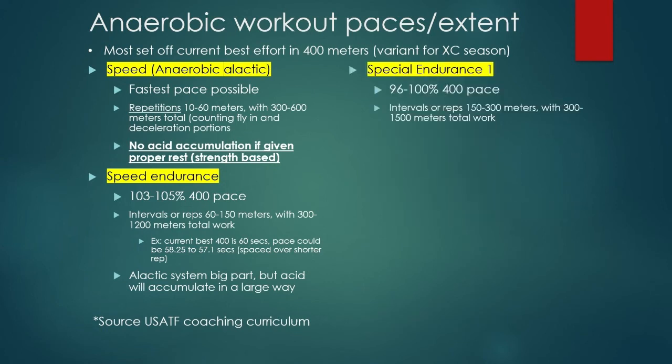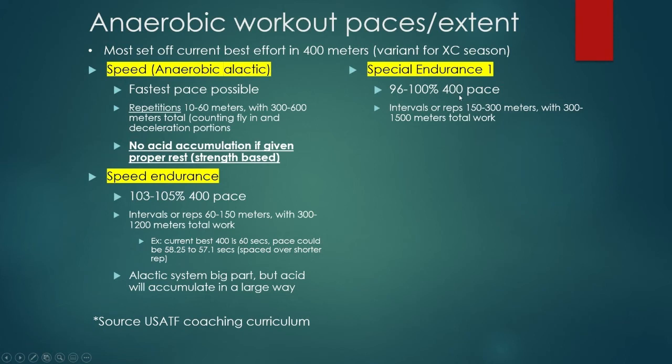All right. Special Endurance 1, 96 to 100% 400 meter pace. As I said on the last slide, this is very close to your 400 meter pace, but it's going to be shorter than 400 meter pace. Intervals or reps, just like with speed endurance, 150 to 300 meters. So where speed endurance leaves off at 150, Special Endurance 1 takes to 300 meters.